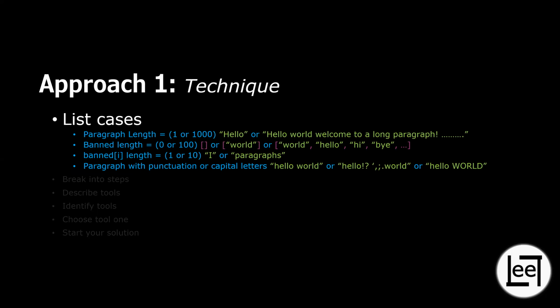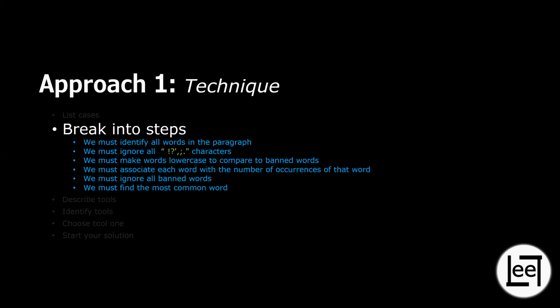First, we list cases, examples of the length of the paragraph, the number of banned words, the length of the banned words, and then other cases, such as where we might find punctuation or how the case of the individual characters might appear. Once we've listed cases, we break the problem into steps. Now, to solve the problem that we talked about, we have to identify all the words in the paragraph. We have to ignore all of the non-alphabetic characters, and there are several other steps included. Once we have broken it into steps, we can describe the tools that satisfy those steps.